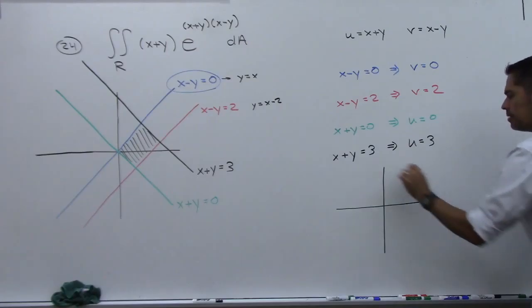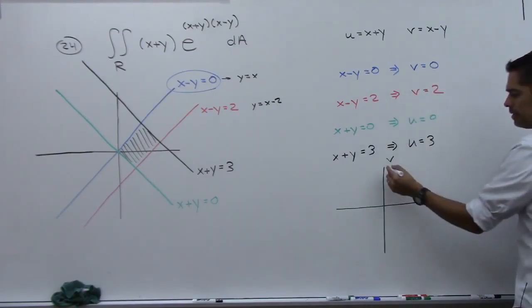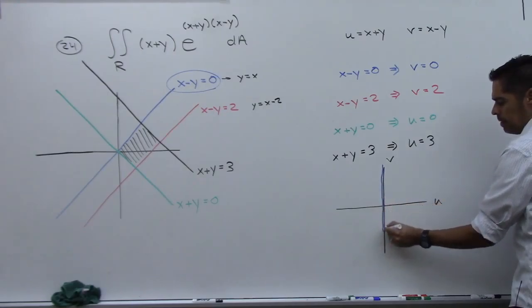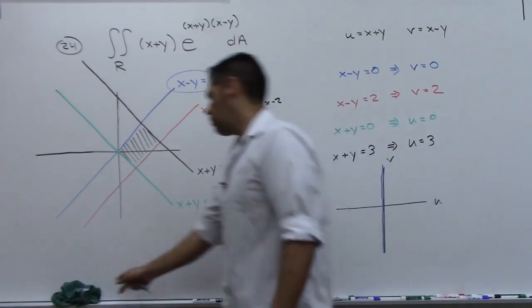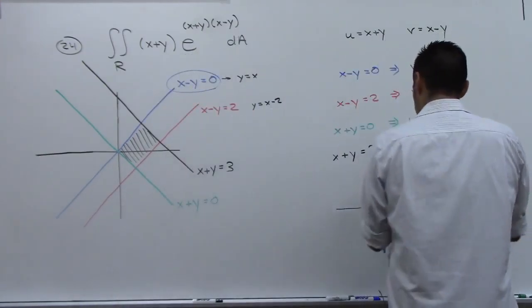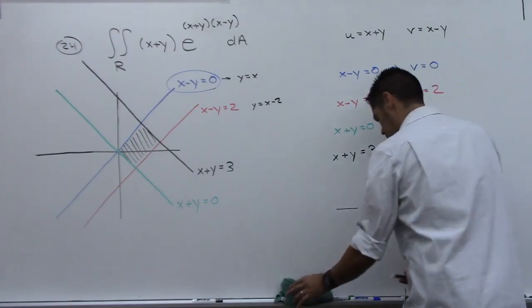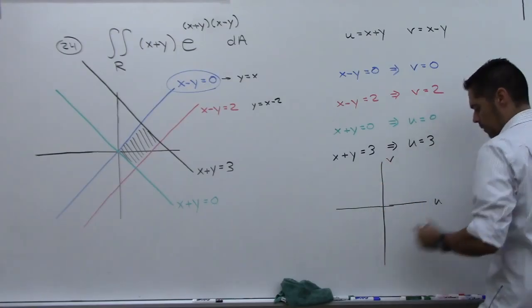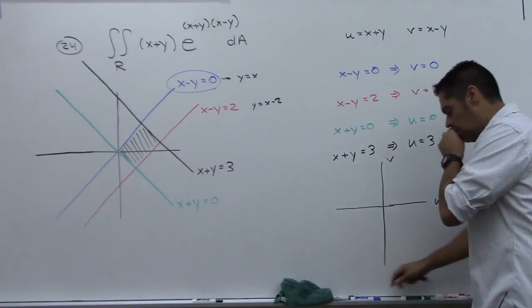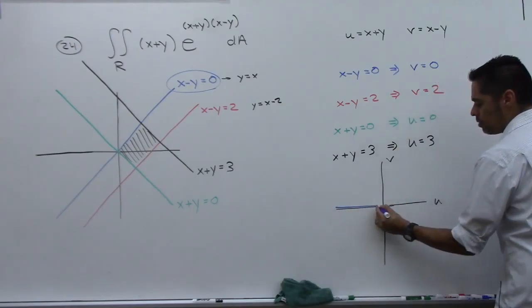So here's u, here's v. So what we have is that v must be 0, basically like the u-axis. Sorry. Come on, Robert, get it together. v is 0. Excuse me. It is horizontal.